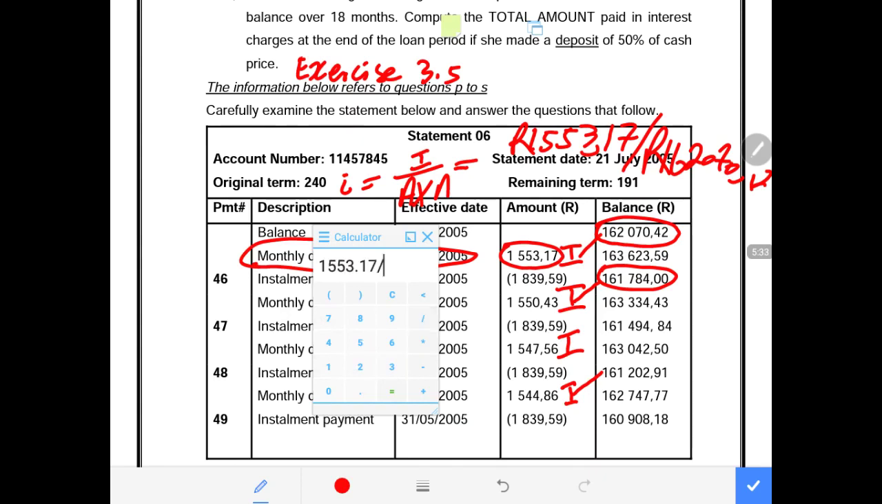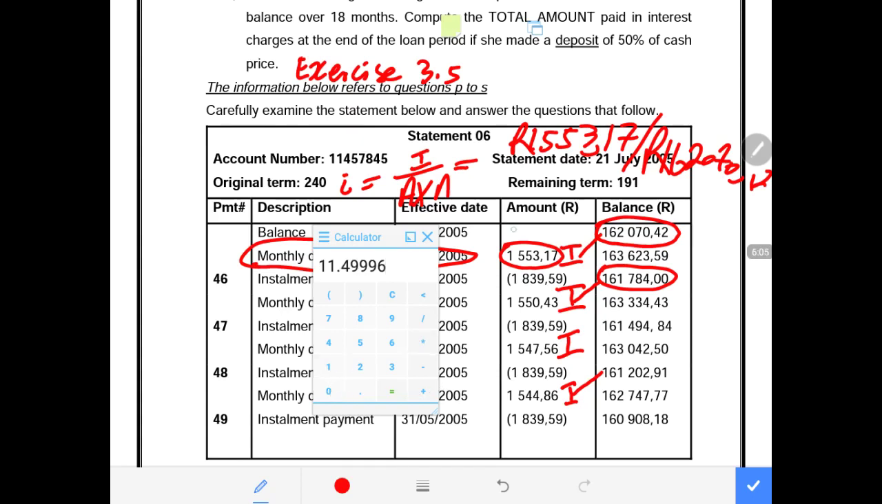1,553.17 divided by the balance at the beginning of the period, which is the balance at which the interest amount was calculated at, using the interest rate that we don't know. Then we say 162,070 rand 42 cents. Then we have to multiply this by 12 because we need interest for the entire year, not only for the month. Then we multiply this by 100 in order for us to get to the rate.